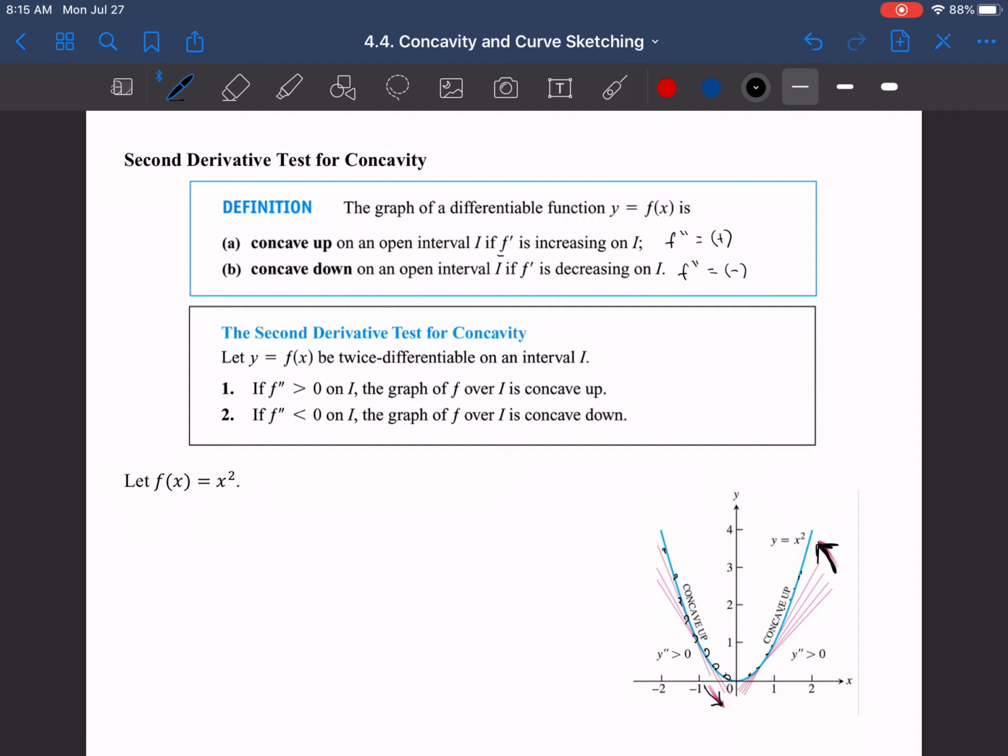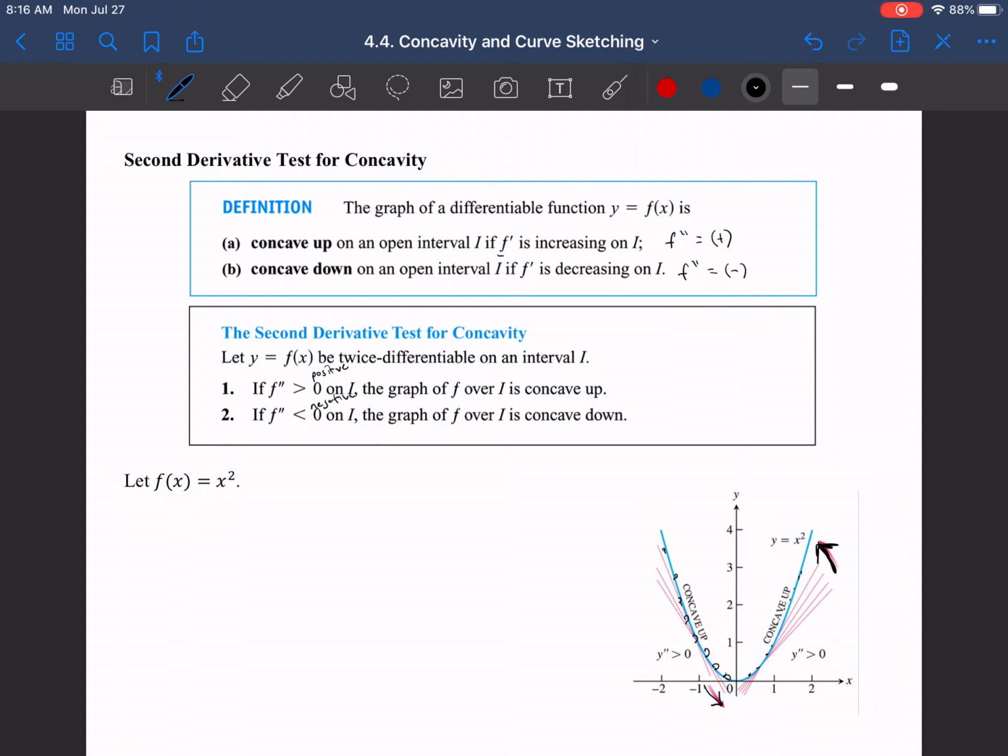Let y equal f of x be twice differentiable on an interval I. If f double prime is greater than 0 on I, the graph of f over I is concave up. If f double prime is less than 0 on I, the graph of f over I is concave down. So greater than 0 means positive, and less than 0 means negative.